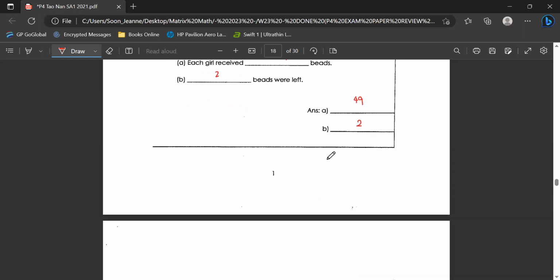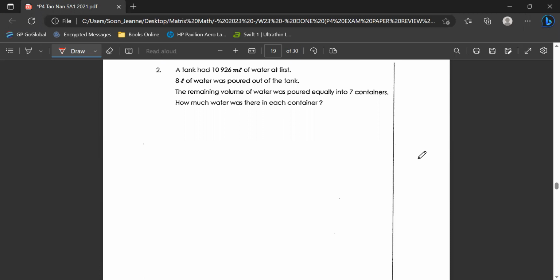Question number 2. A tank had 10,926 ml of water at first. 8 liters of water was poured out of the tank. The remaining volume of water was poured equally into 7 containers. How much water was there in each container? So what we're going to do is convert this 8 liters into ml, easier to calculate. 8 liters in ml is actually 8,000 ml. Since 8 liters was poured out, I have to subtract it away to find the remaining volume that is going to be poured into 7 containers.